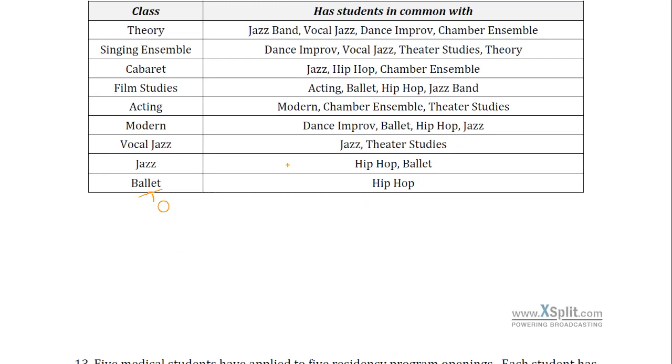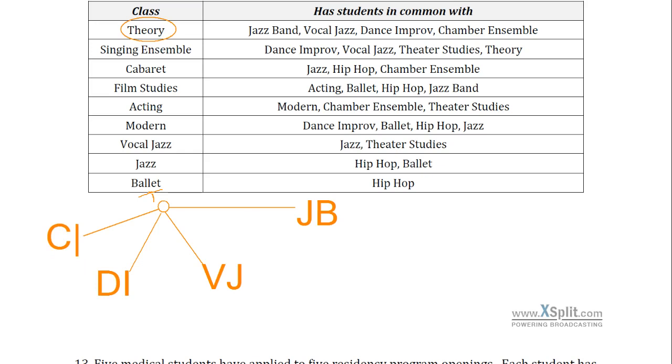Theory cannot be associated with jazz band, vocal jazz, dance improv, and chamber ensemble, because we have students who take theory who also take these other courses. We can't have them all interfering with each other. So what we're going to do here is connect theory to those four other courses: jazz band, vocal jazz, dance improv, and chamber ensemble. All right, so we're set with theory.